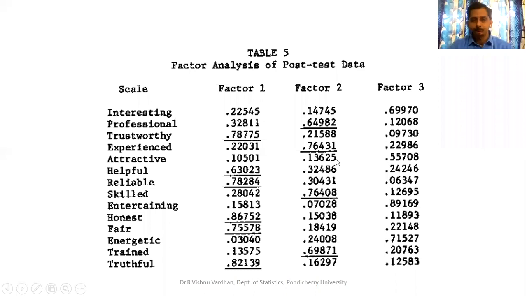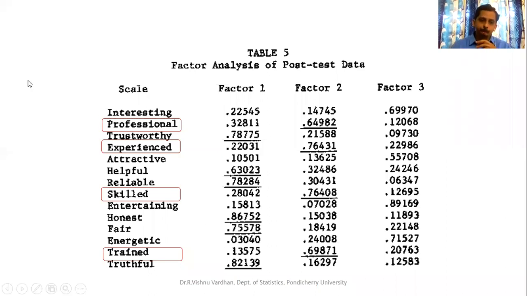Another part to be focused on here is that when we have a certain list of variables, there will be some sort of similarity within groups of variables. To observe the similarity, let us take a view of these words: interesting, professional, trustworthy, experienced, attractive, helpful, reliable, and so on, trained, truthful. If you see here, professional, experienced, skilled, trained, all relate to the proficiency of the employee. They are related to each other.